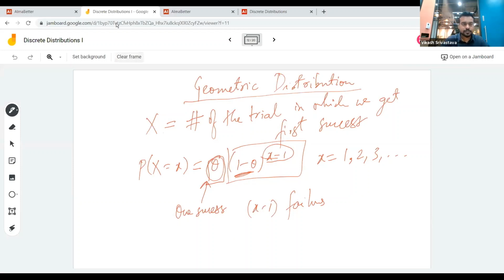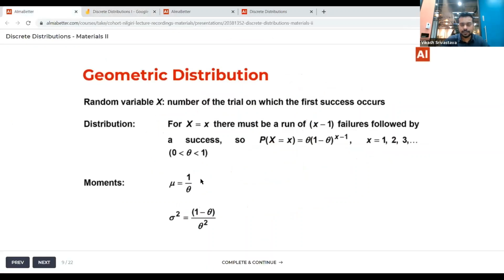Let's see what is the mean or expected value for any such geometrically distributed random variable. This is mu equal to 1 by theta. So for a coin toss, theta is 0.5, so 1 by 0.5 is 2. So you'll say that on average I need 2 trials to get a single head. And that makes sense.